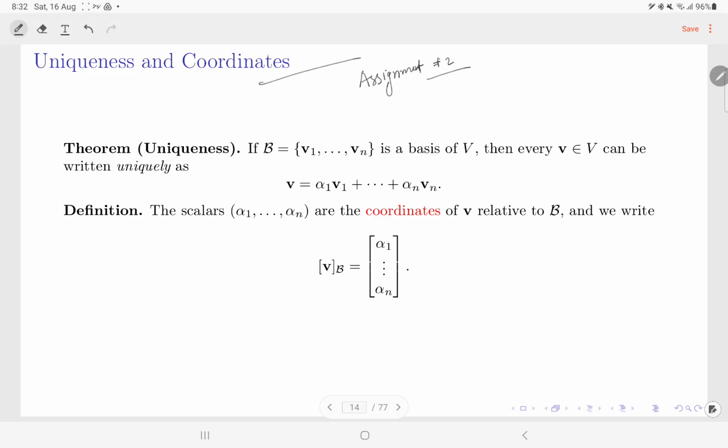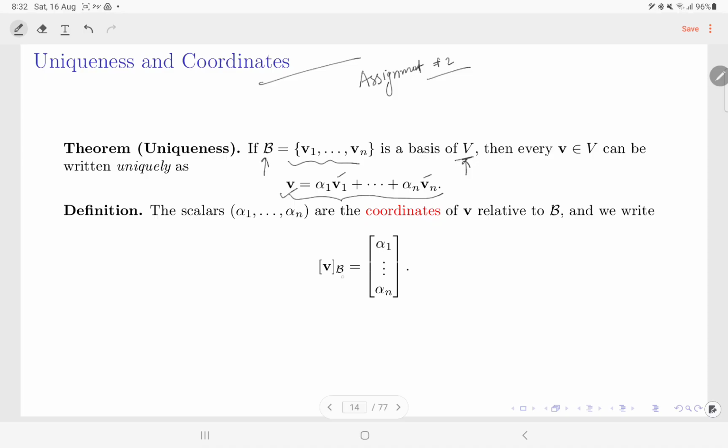So coordinate. If we are given a vector space V and a basis for that given as B, which is a set B1, B2, up to Bn, then any vector can be uniquely written as a linear combination of the basis vectors V1 to Vn. Now how can you write this coordinate with respect to the given basis?